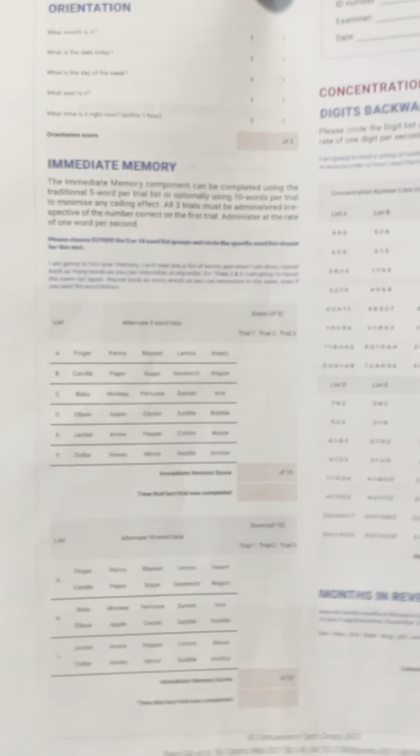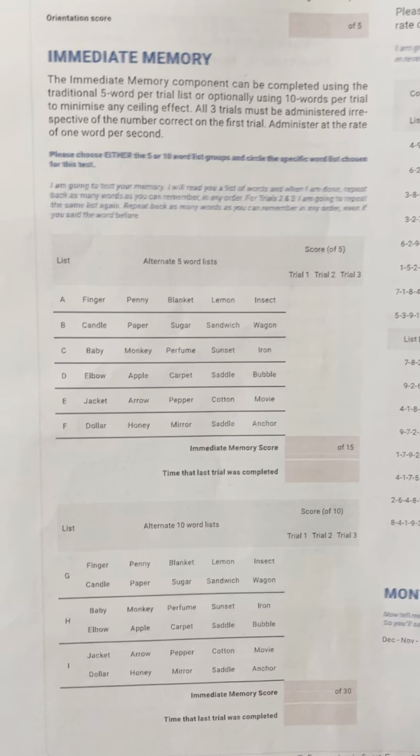for the immediate memory, for each trial and each round, the practitioner is going to be repeating the list back to the athlete. So I'll say to Dr. Melissa, candle, paper, sugar, sandwich, wagon. Dr. Melissa would repeat that back, and that would be trial 1. And then for trial 2, I would repeat that again. So I would say again, candle, paper, sugar, sandwich, wagon. And then Dr. Melissa would repeat that again, and that would be trial 2.